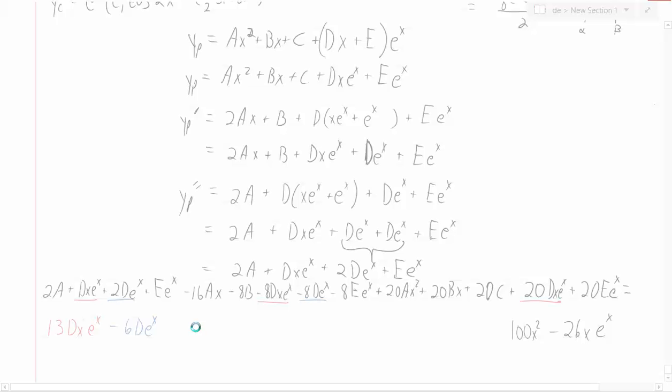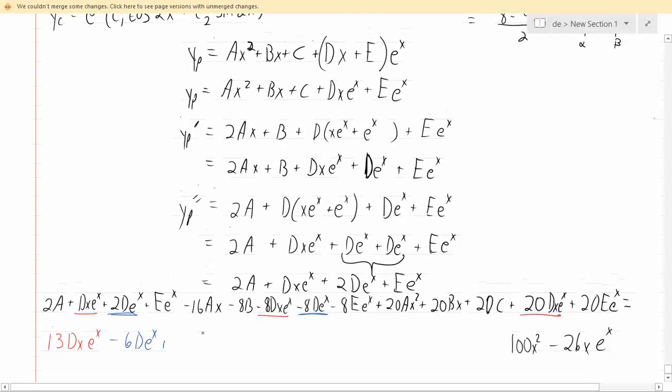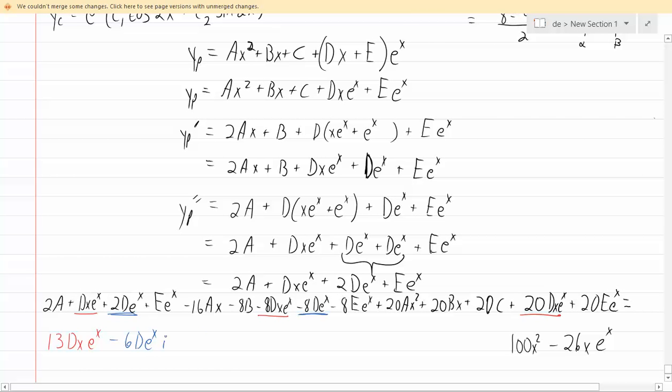See if you can finish this problem, and that's what we'll pick up on Thursday, since my computer is not acting right. Well, we'll finish this problem. We just have to combine like terms and set coefficients equal.